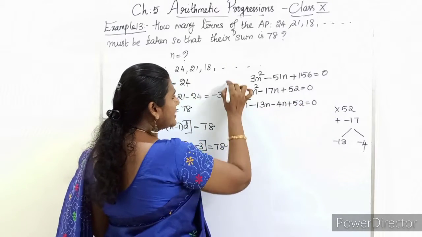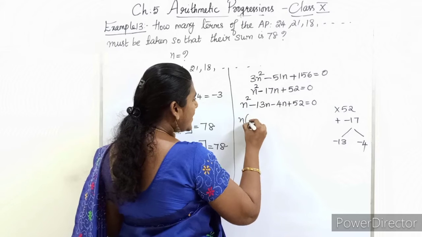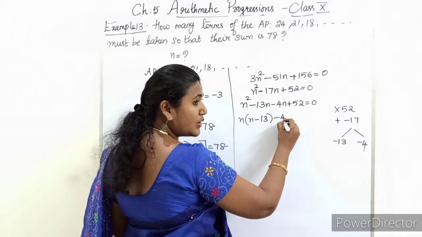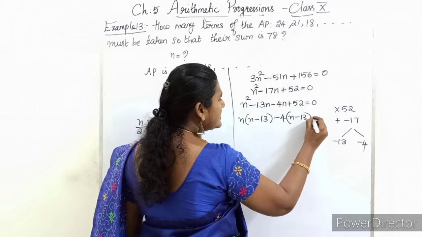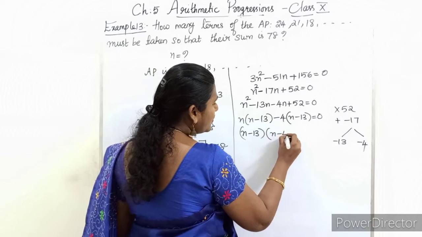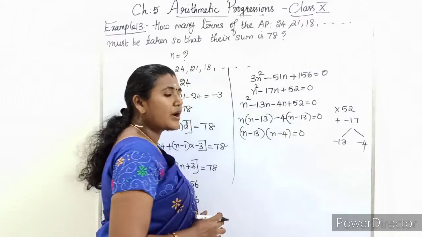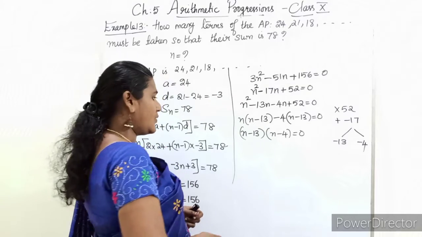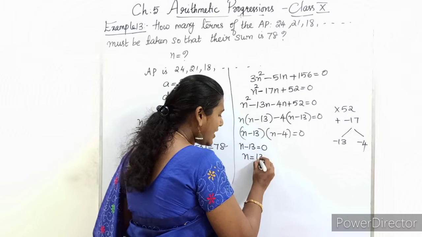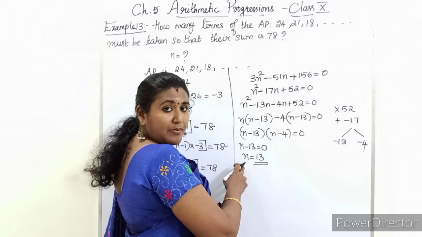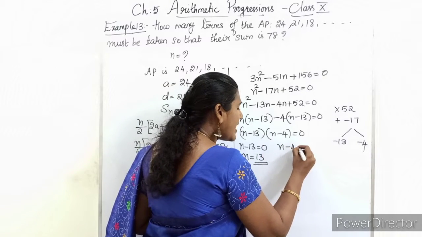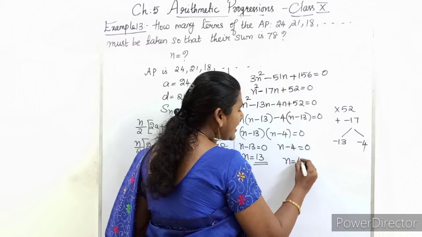Now from these two terms we can take n common, so n into n minus 13. From these two terms we can take minus 4 common, so minus 4 into n minus 13 is equal to 0. Now n minus 13 into n minus 4 is equal to 0. So we got the product of two factors equal to 0. That means we can equate each factor to 0 and we will get the value of n. So first we equate n minus 13 to 0, so you got n is equal to 13. Now we equate n minus 4 equal to 0 and we got n is equal to 4.